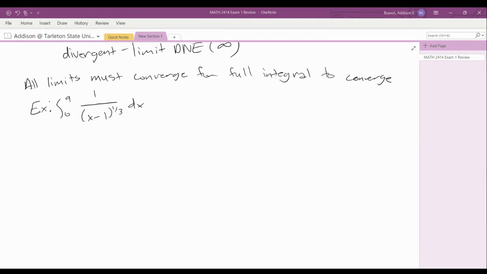So we would have a discontinuity at 1, right? Because 1 minus 1 would get a 0 in the denominator, so we'd have a discontinuity at 1. So therefore, we'd have to break this up into two integrals, going from 0 to 1, and then from 1 to 9.